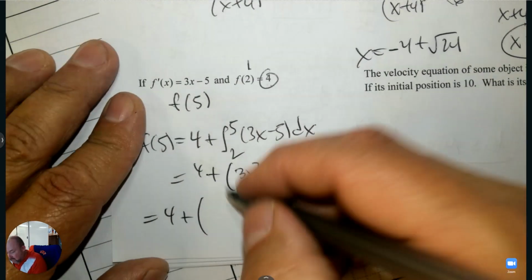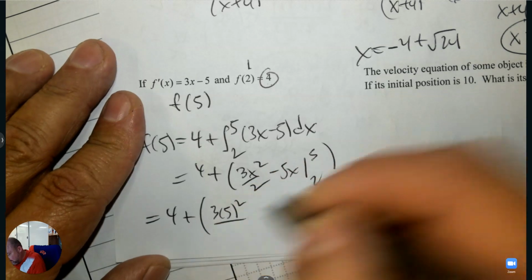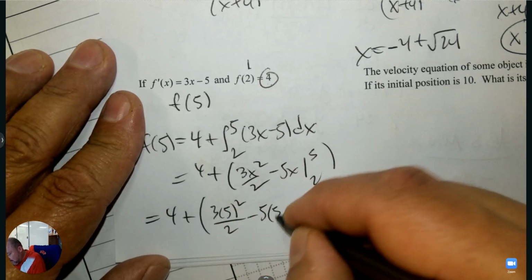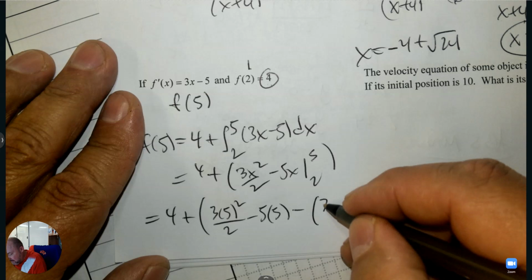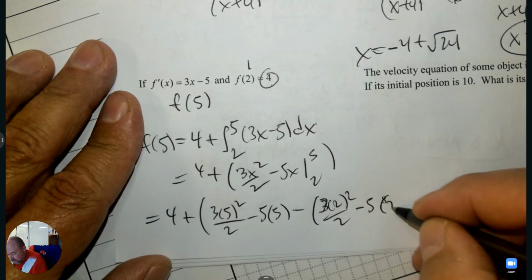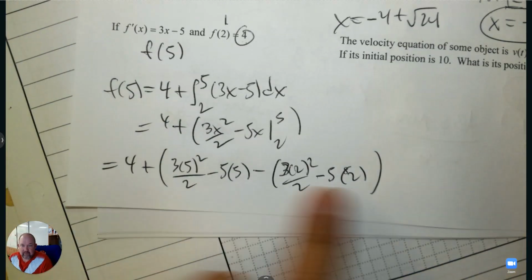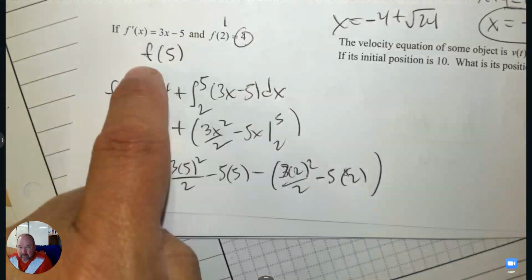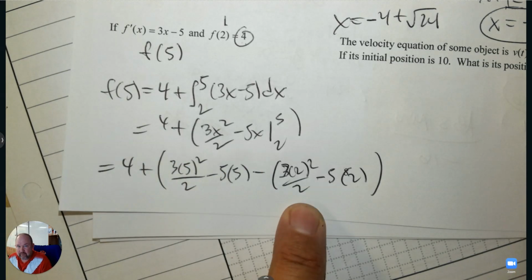Again, I'm not going to simplify it, so I'm going to plug in 5. Subtract, use parentheses. I'm going to plug in 2. And there's my answer. And so if I simplified it, that's what f at 5 is. So look at the setup and whether you can integrate, plug in, and subtract.